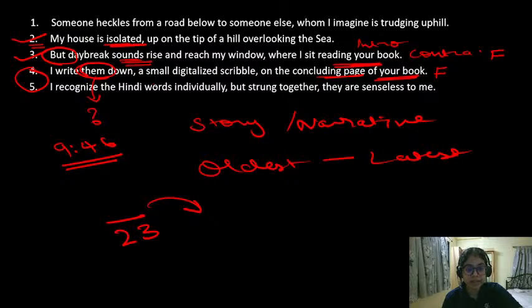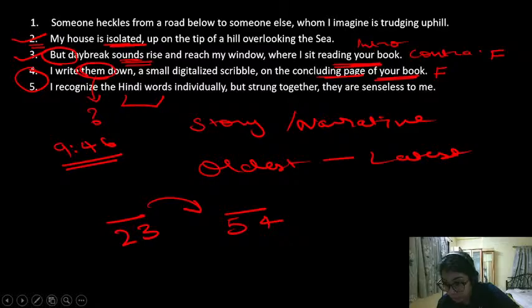So I write them down is obviously pointed to Hindi words. I recognize the Hindi words individually, but strung together they are senseless to me. I write them down, a small digitalized scribble on the concluding page of your book. Okay, so it should be 5 and 4. Okay, a lot of you have gone for 4, 5. 4, 5 makes no sense because pointing, what do you write down?